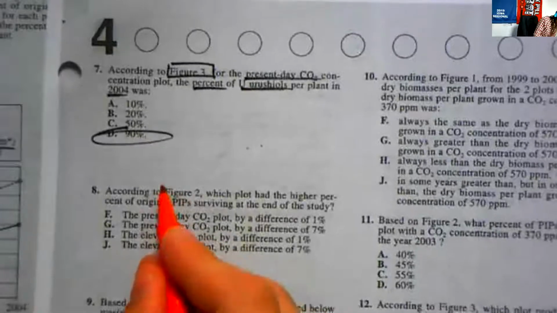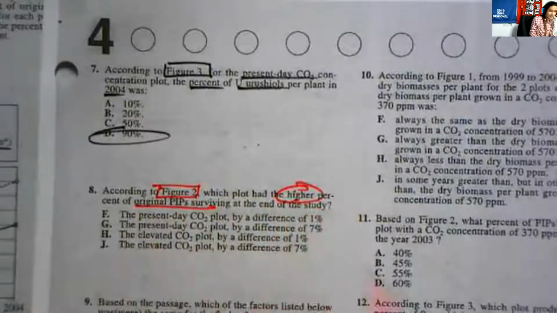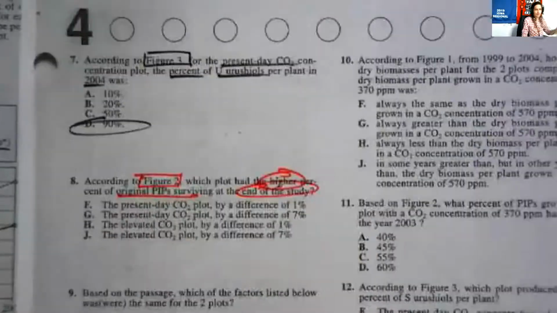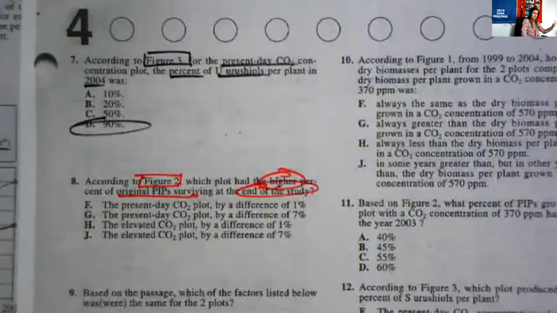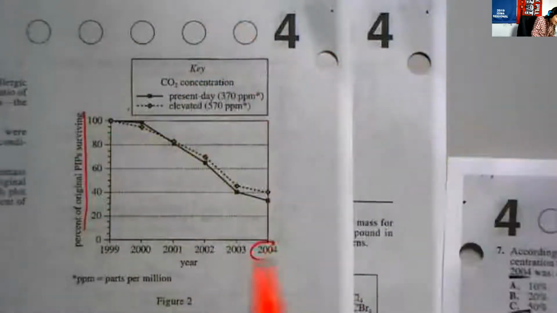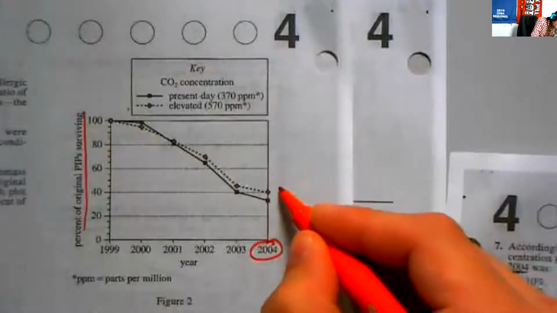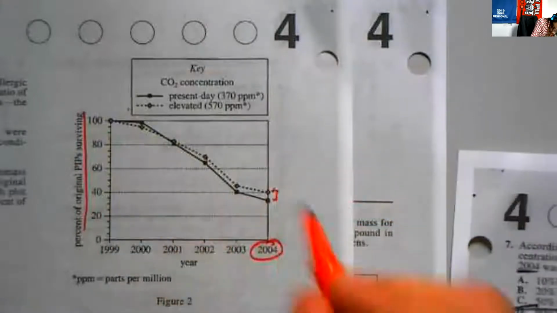Number 8, according to figure 2, which plot had the higher percent of original PIPs surviving at the end of the study? I'm going to circle end of the study. You might not think it's a math word, but it is kind of a math word. The end, the beginning, the start, the finish. So dates are mathy things. Circle, check that. So figure 2, higher percent of original PIPs surviving at the end of the study. The end of the study is here. Who is higher? The higher one is elevated. How much of a difference is this? I don't know. Is it 1 or 7?